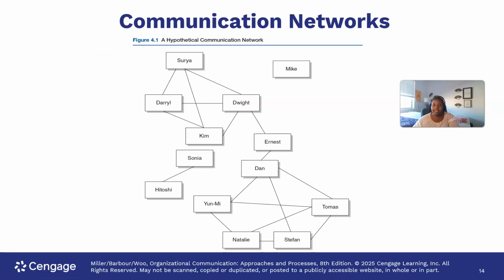So let's see. We have the isolate over here with Mike, but also consider where it goes. And then Hitoshi's on the side as well, but they just have one link. Sonia and Hitachi are by themselves. Then we have Tomas, who connects you and me, and Natalie. They're all in one circle. And then, of course, we have this circle over here. It's connected to Ernest and Dan, which connects these circles together. So Dwight and Ernest connect them together. And then Mike is just by themselves.